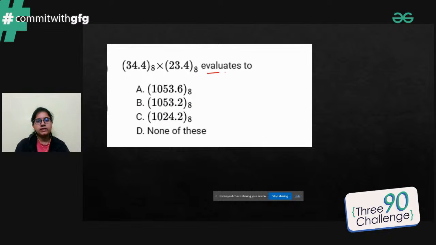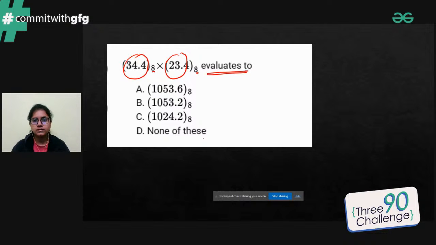Can you evaluate this multiplication? Let's try to solve the question. This is in octal form. This is also in octal form. And the result we also want in octal form. But can we just convert this into decimal form? This also in decimal form. The result we get will be in decimal form, and later we can convert it into octal form. Can we just do that and get the answer?